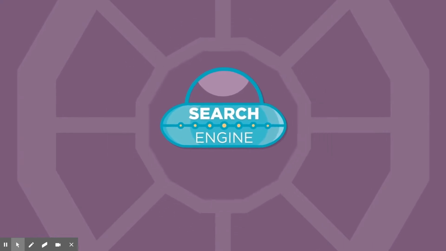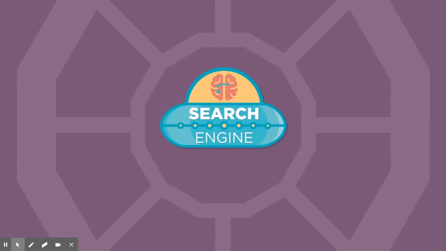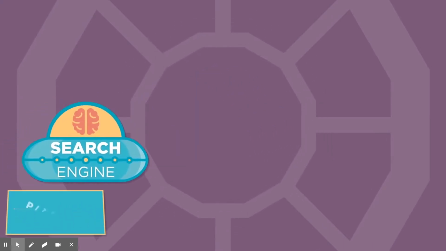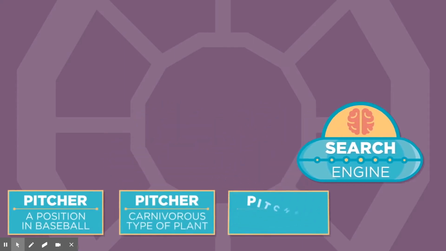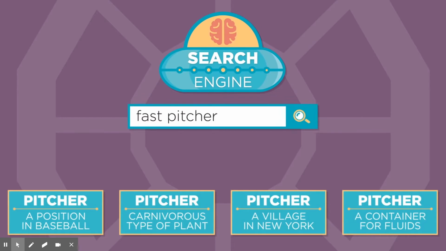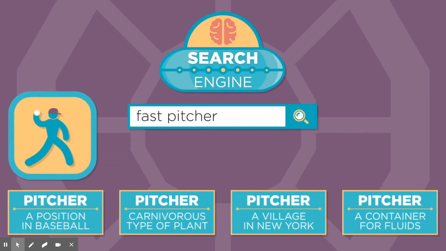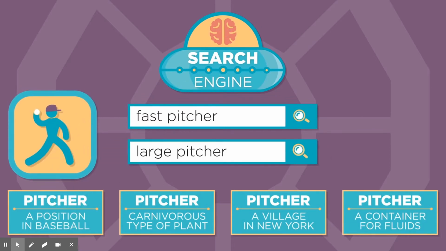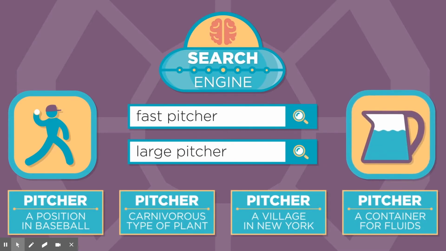Modern search engines also understand more than just the words on a page, but what they actually mean in order to find the best one that matches what you're looking for. For example, if you search for fast picture, it will know you're looking for an athlete. But if you search for large picture, it will find you options for your kitchen.